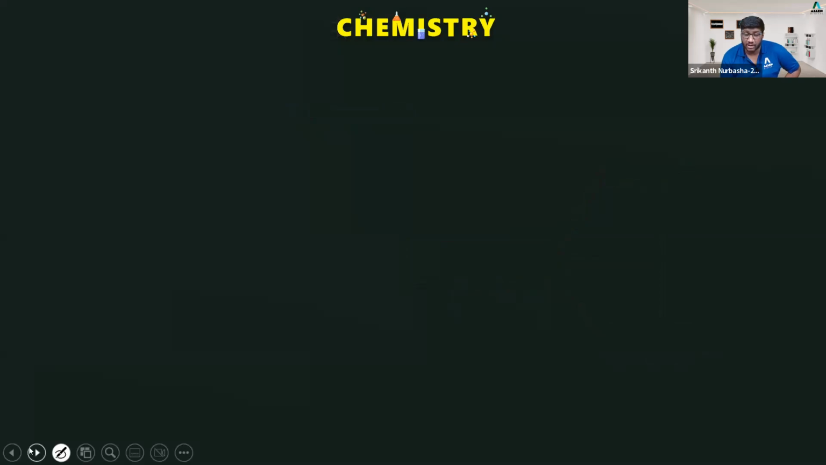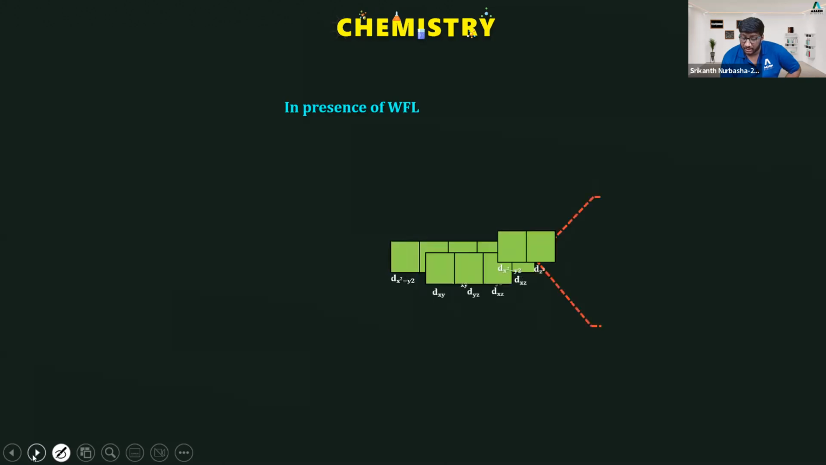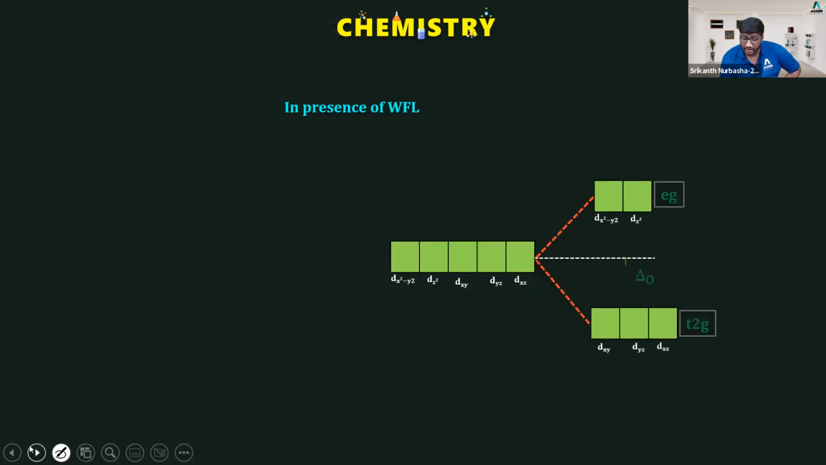Like energy difference, you can say the energy difference is very high. Yes or no? In the presence of weak field ligand, splitting happened, the energy difference is less. Delta naught is less. Simple logic, students. Strong field ligands mean the difference between the T2G level and EG level is high. Weak field ligand means the difference between the T2G level and EG level is less.